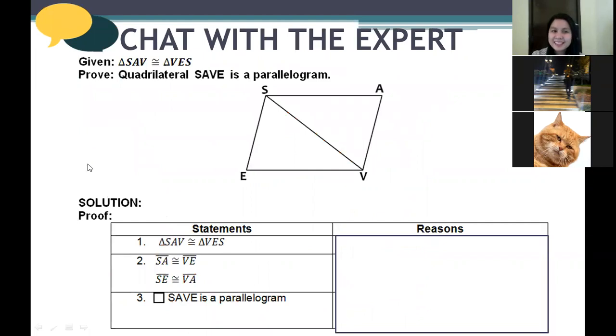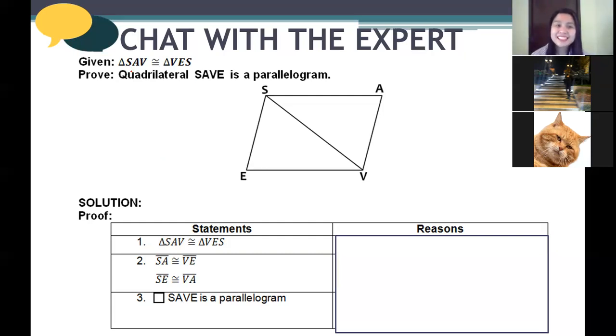Okay. In this one, I completed the statement. We call this a 2-column proof. It means we are proving, and the statements must be logical, and we provide the reason. Now, what is being asked? Triangle SAV is congruent to triangle VES. We need to prove that quadrilateral SAVE is a parallelogram. Actually, they say this is the hardest part in geometry. But let me tell you, when I was in high school, this was my favorite part.